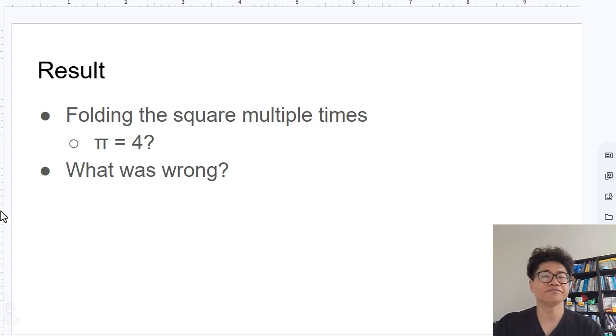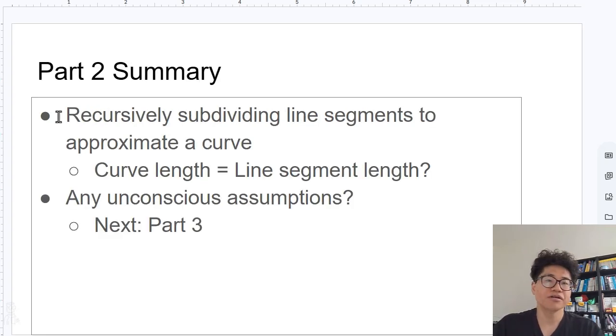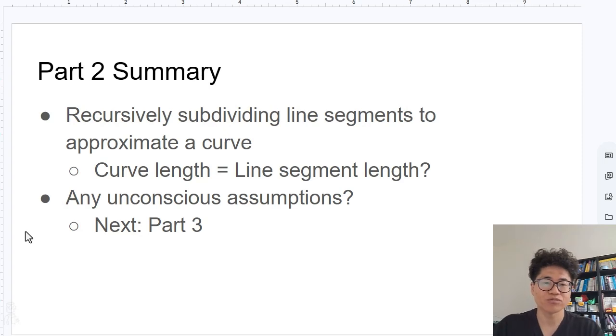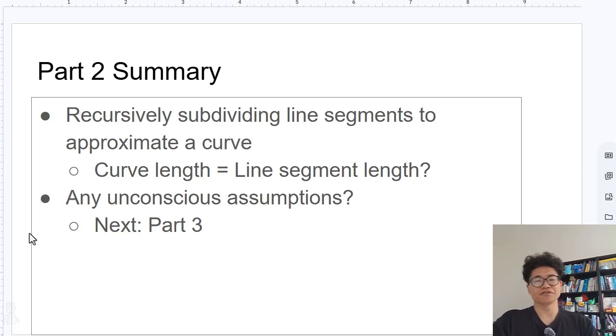Part 2 video summary. I implemented a program recursively subdividing line segments to approximate a curve. And then, the curve length is equal to line segment length. And is it really correct? That is the first question. And do I have any unconscious assumptions? Because pi is not equal to 4. I hope I will conclude this video in part 3. Thanks for watching.